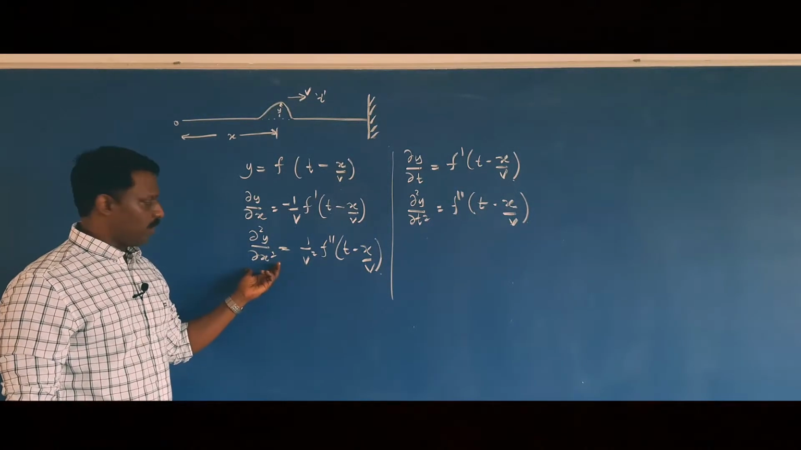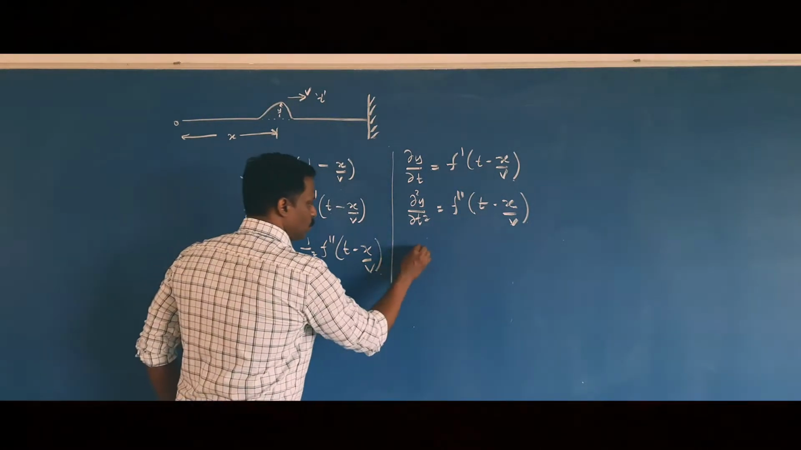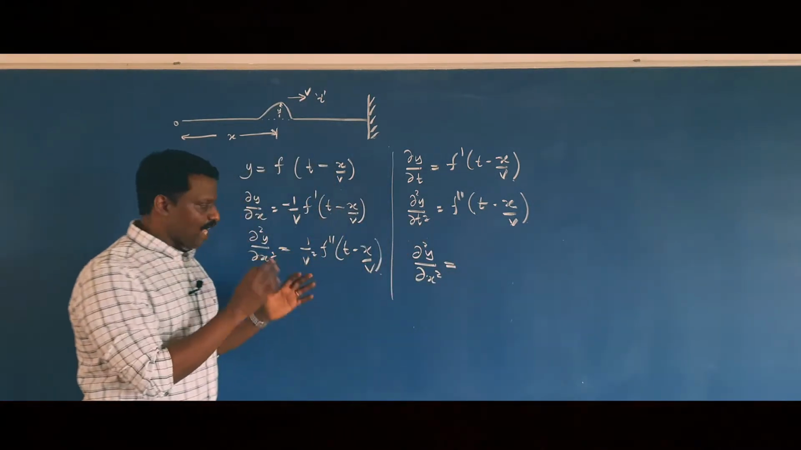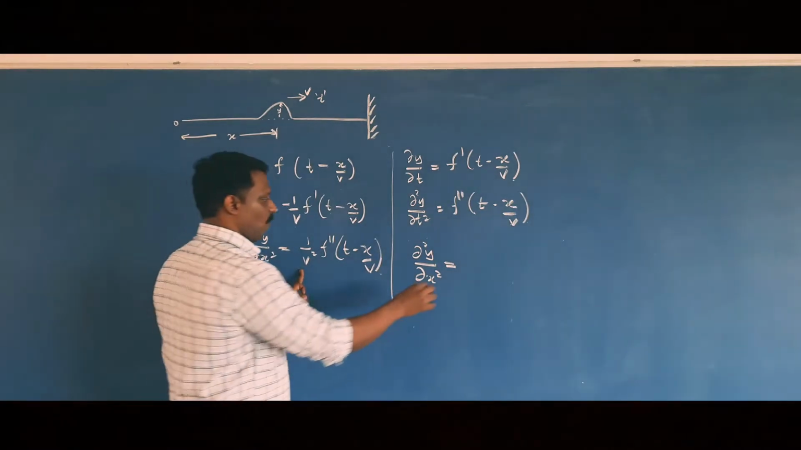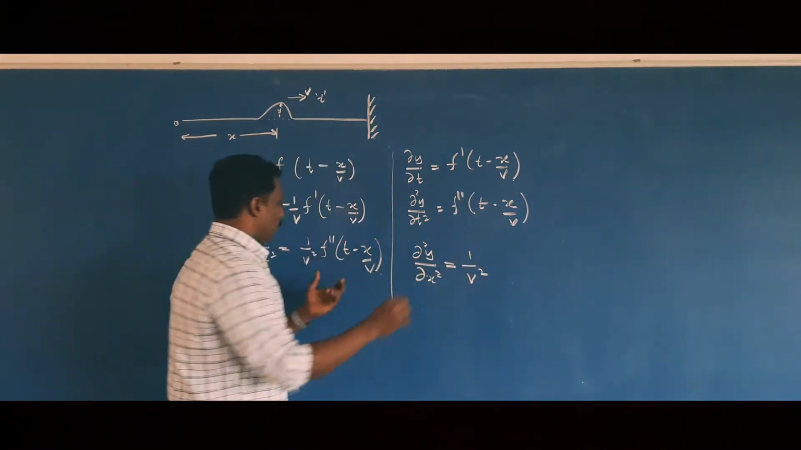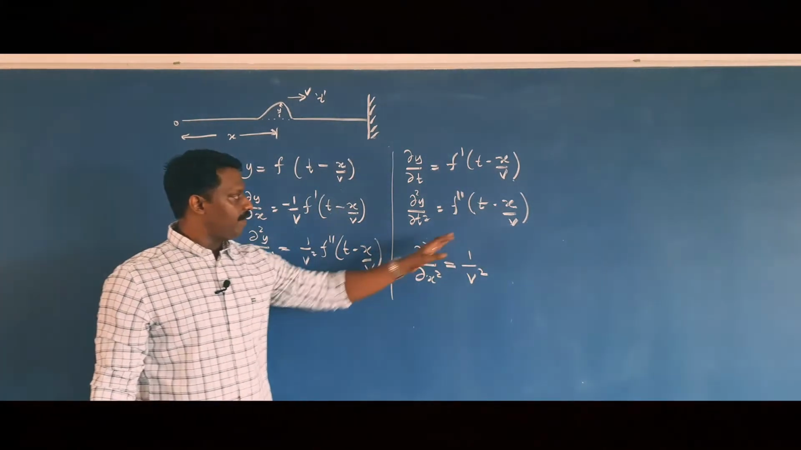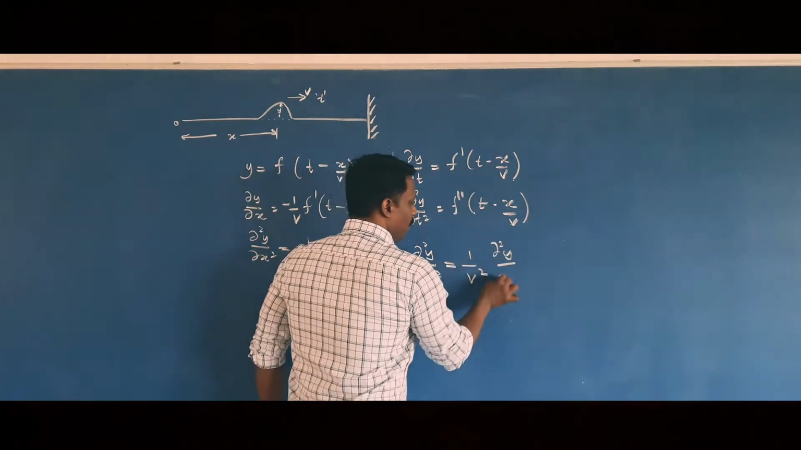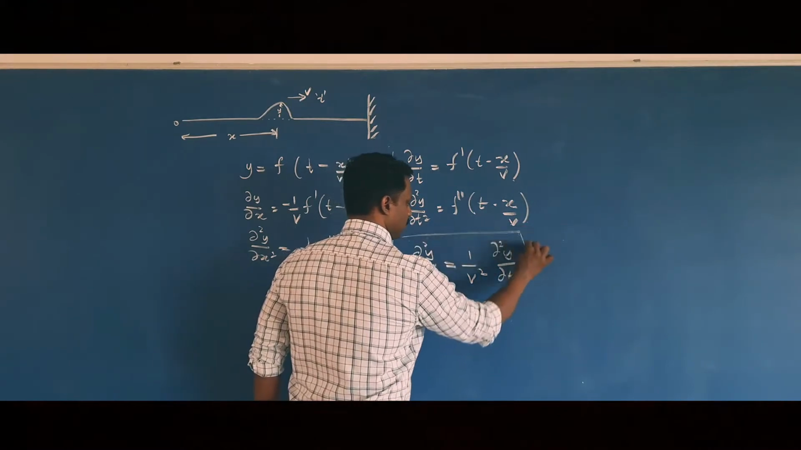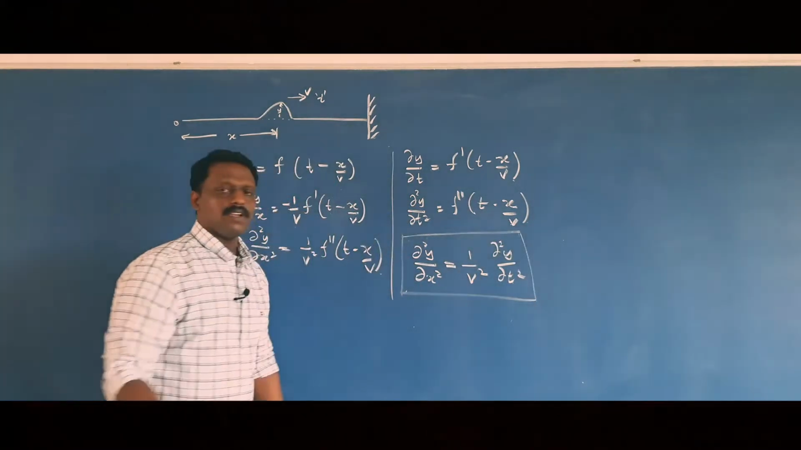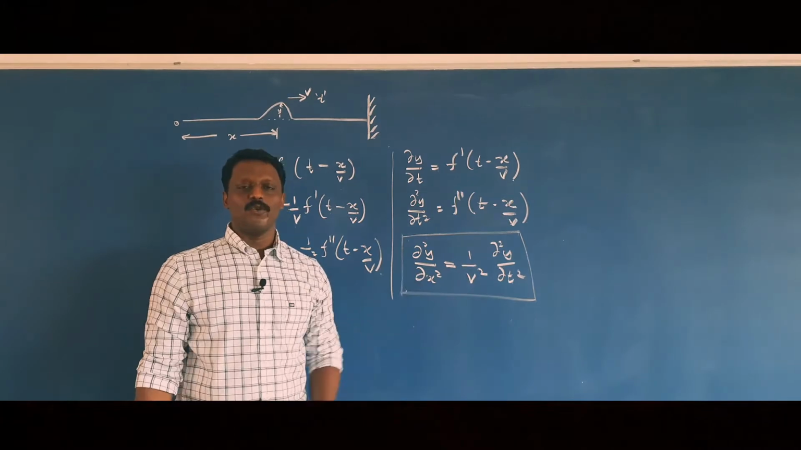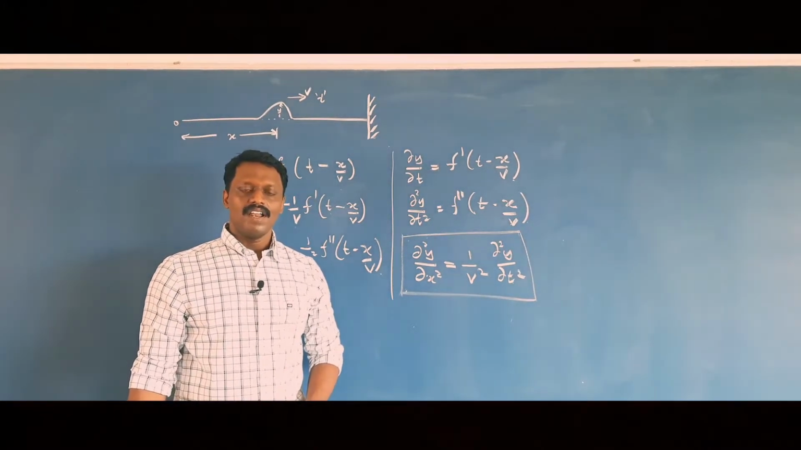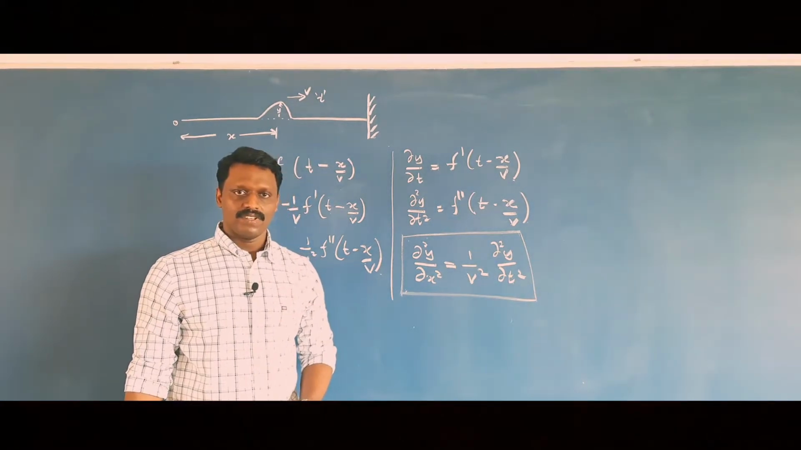So rewriting this equation again, dou square y by dou x square is equal to 1 by v square. Now instead of f double dash t minus x by v, we will substitute this value, dou square y by dou t square. Now this is the differential equation of wave in one dimension. Now let us generalize this equation.